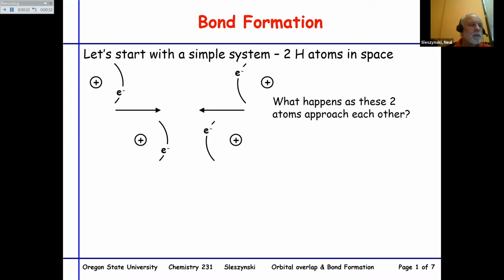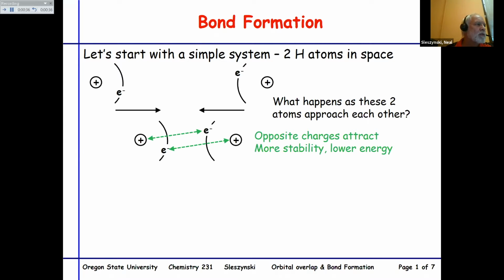Well, as they become closer, the electrons in one of the atoms start to be attracted towards the positive nucleus in the other atom. Since opposite charges attract, there's a force that is bringing these atoms together. And we end up with a system that has more stability and lower energy.